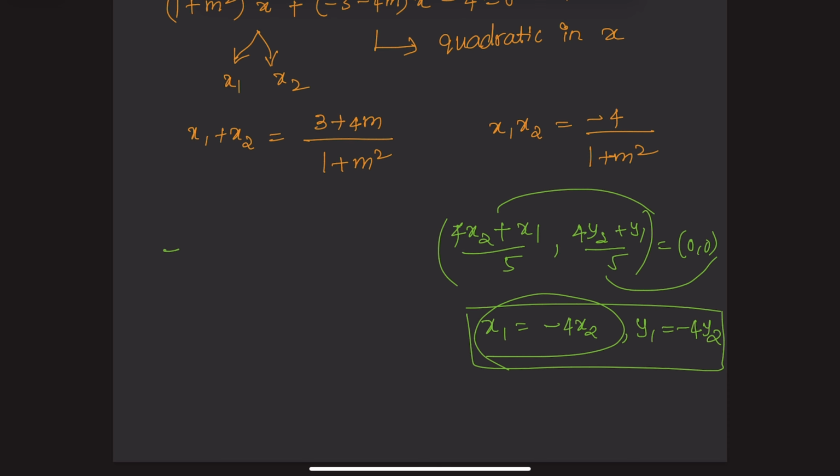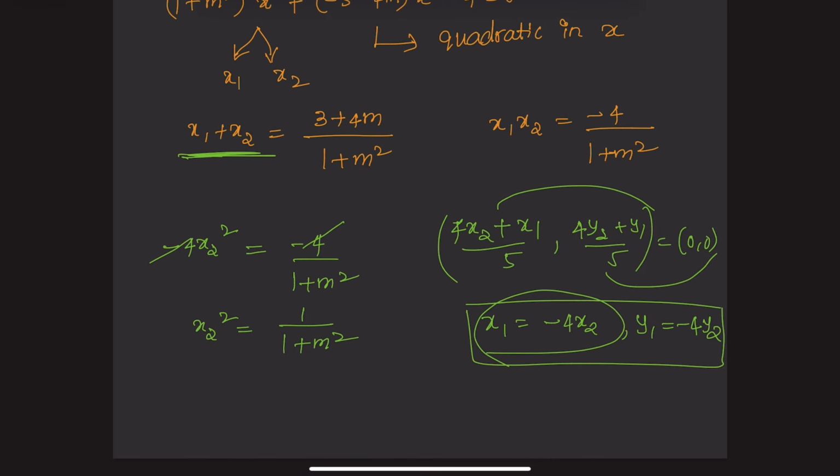Alright. Since we got x1 is equal to minus 4x2, let us substitute it here in this particular equation. So that will be minus 4x2 square is equal to minus 4 by 1 plus m square. So this and this get cancelled. X2 square is 1 by 1 plus m square. Now let us put x1 is equal to minus 4x2 in this equation as well. So minus 4x2 plus x2, that is simply minus 3x2. Minus 3x2 is equal to 3 plus 4m upon 1 plus m square.